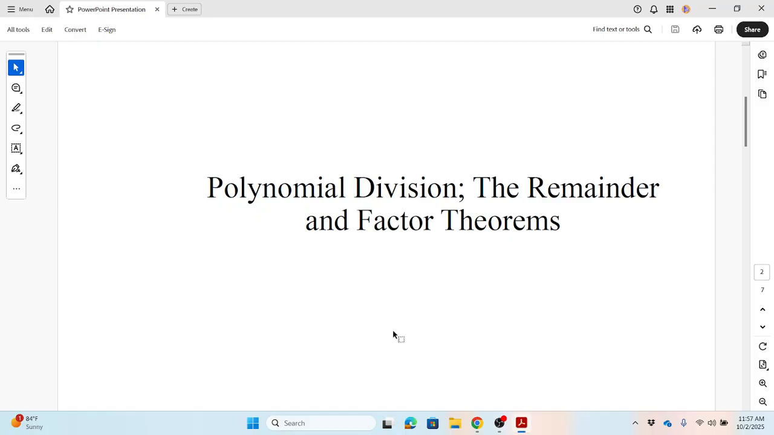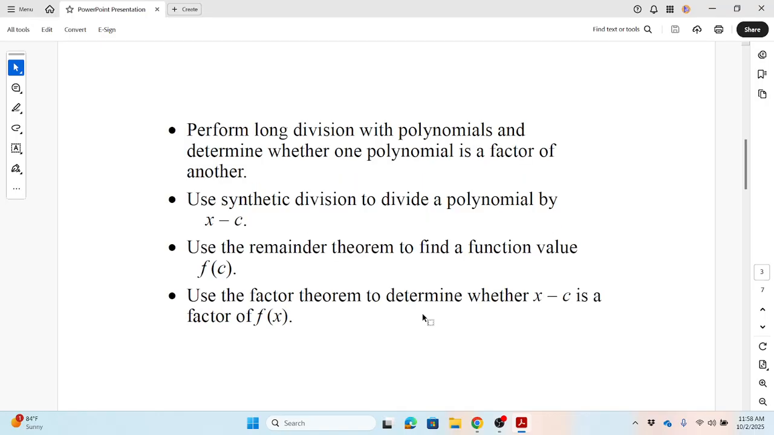Okay, so in this section, polynomial division, the remainder and factor theorems. When we discussed in the previous section, to plot the graph of a polynomial, you need to find the zeros, and for finding the zeros, you need to find the factors. And one tool we can use to find those factors is division.